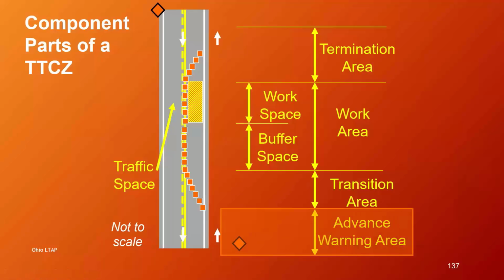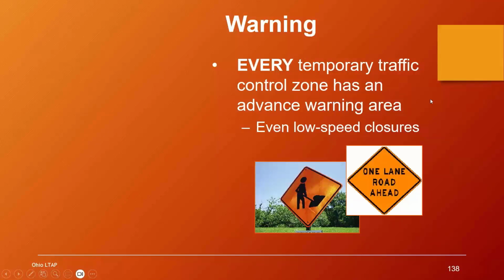Let's talk about the advance warning area. Every temporary traffic control zone has an advance warning area. Even if you're working on a very low speed, low volume residential street, that might be just one sign in front of your work crew, or it might be your high intensity strobes turned on. That would be your advance warning area.